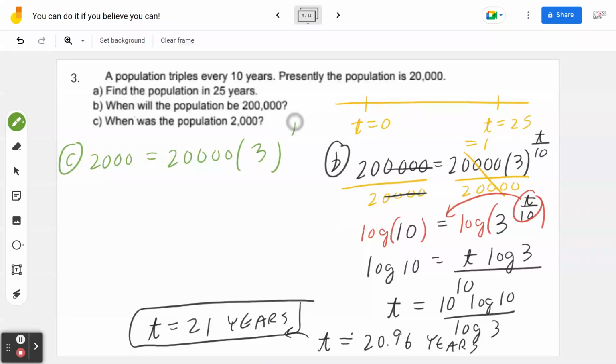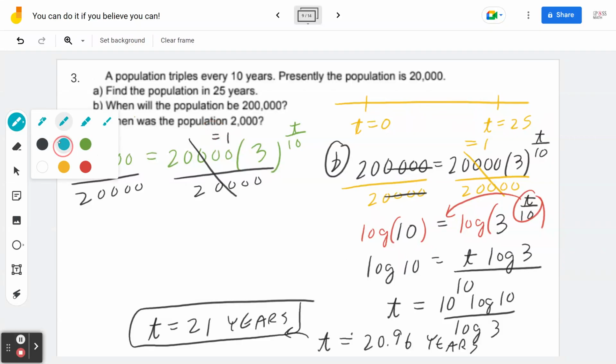Again, 3 to the power of t divided by 10. The opposite of multiplying by 20,000 is to divide by 20,000. Again, on the right-hand side, that's going to be 1. On the left-hand side, 2,000 divided by 20,000 is going to be 1 over 10. You can write down 1 over 10. You can write down 0.1.